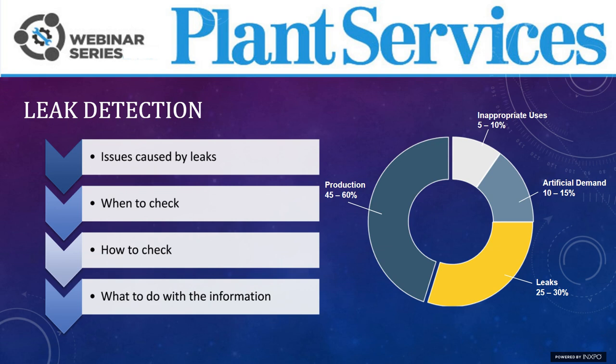The goal of your system should be to maintain leaks less than 10% of overall production. However, normal leak load is between 25 and 30%, and we've seen it much higher. Plus, the inappropriate uses and artificial demand bring the amount of useful compressed air down to 45 to 60% of production. Anything you can do to put this compressed air back to an efficient use by reducing or eliminating leaks, inappropriate uses, and artificial demand will go a long way to the overall bottom line of your compressed air system.